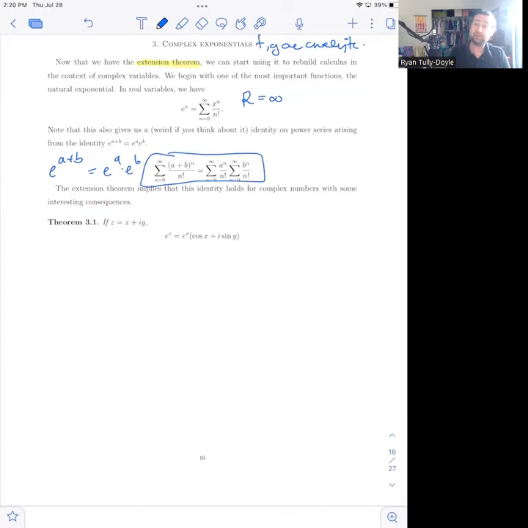And what's going to happen is the extension theorem is going to say that because that identity held for real variables, then it's also going to hold for complex variables as well. And you get some interesting consequences out of that. The first of which is that if you think about z as x plus iy, then we get the decomposition e to the z is e to the x times cosine y plus i times the sine of y.